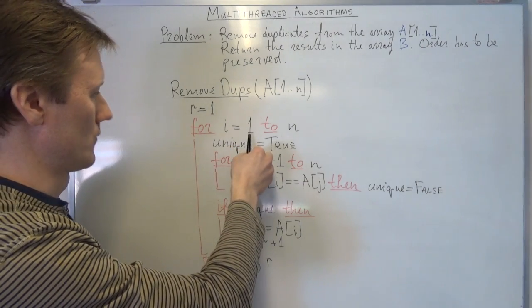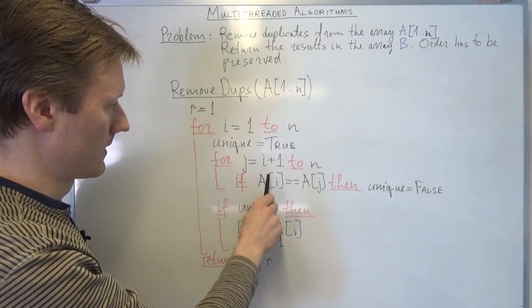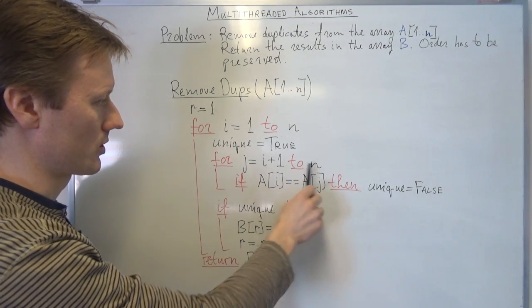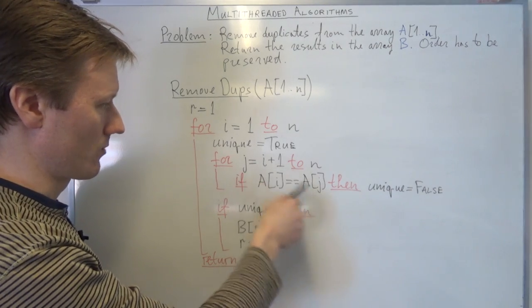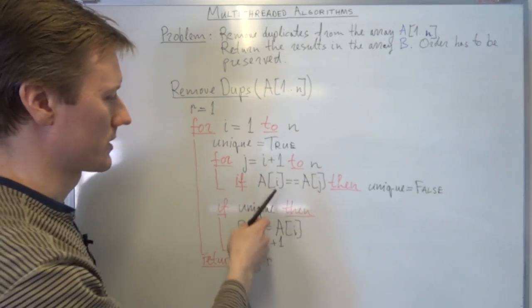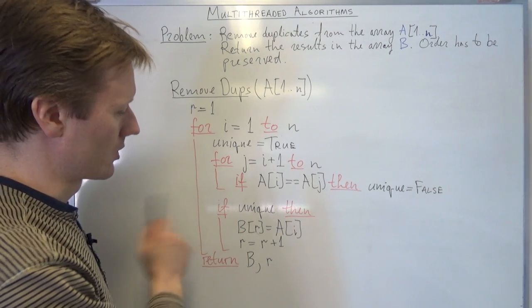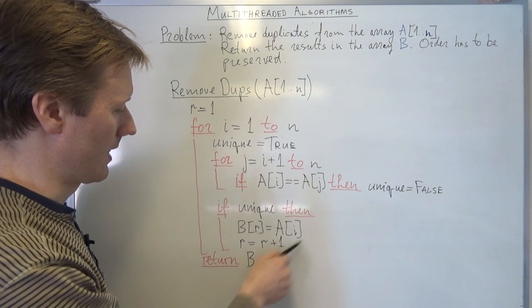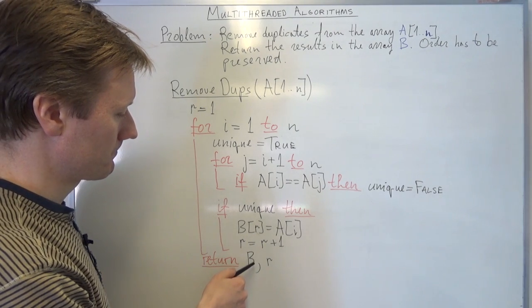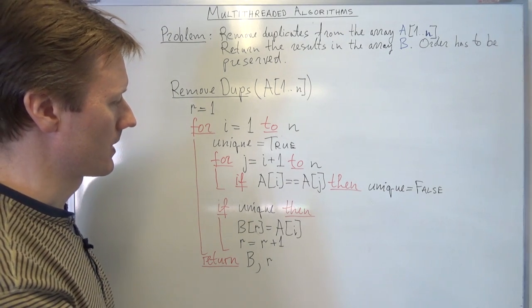You go through the whole array from 1 to n, and for each element you check if you can find it anywhere ahead of it, starting from the I plus first position to n in the array. If yes, then it's not unique, it's false. And this means that if it's not unique, I do not include this version of the element in the output array. Otherwise, if it's unique, I add it to the output array. And I return the output array and the number of elements in it. So that is the algorithm.